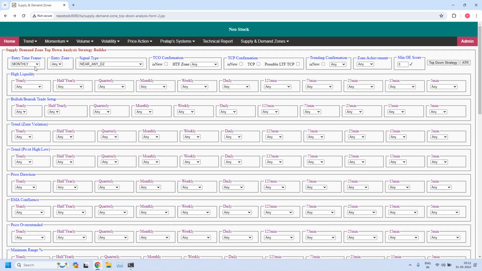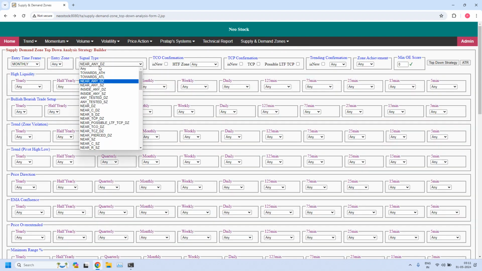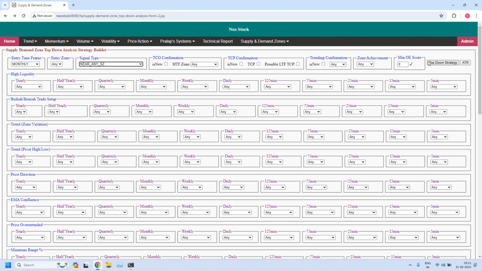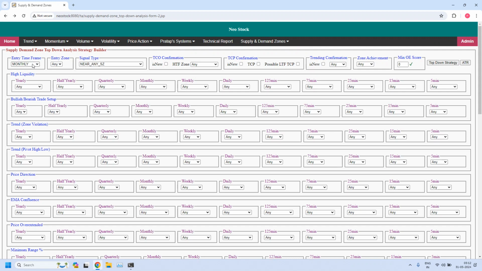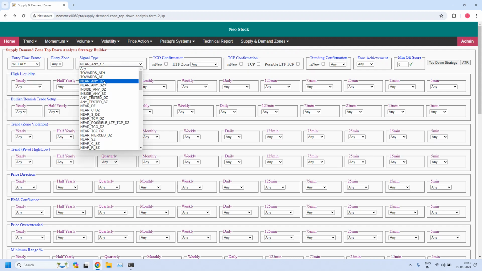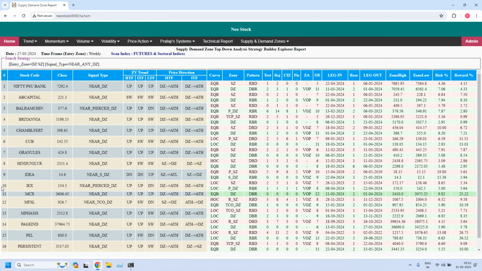So let me go back. For monthly time frame, let us find the stocks near monthly supply zone. These 2 stocks are filtered near to the monthly supply zone. Let me go back. Changing the time frame to weekly, let us find the stocks near weekly demand zone. So nearly 17 stocks are filtered.